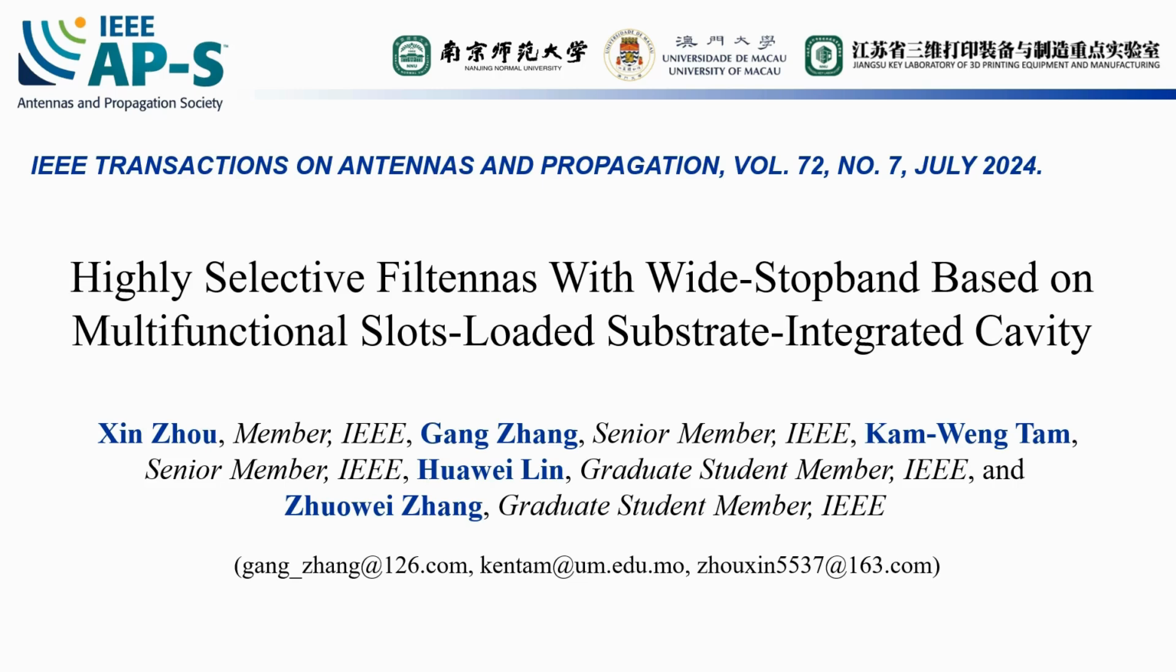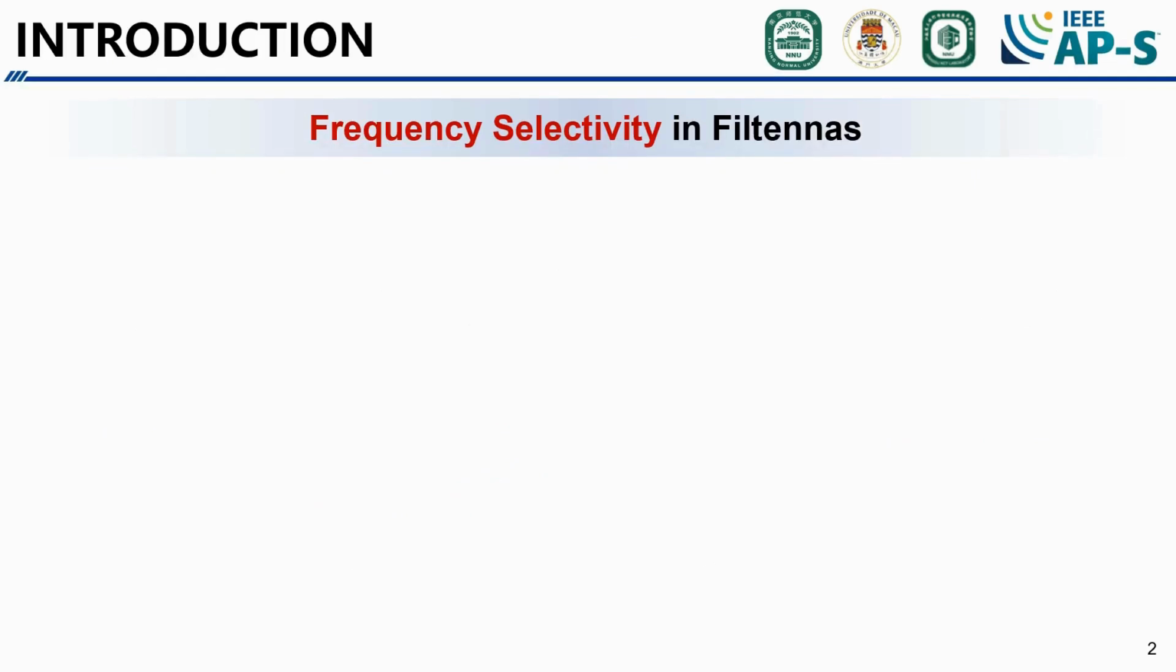Hi, everyone. I'm excited to share our research on highly selective Filtennas with wide-stopband based on multifunctional slots-loaded substrate-integrated cavity. Frequency selectivity is a key indicator of Filtennas and has gained significant attention. A common way to achieve high selectivity is by creating radiation nulls near the passband.